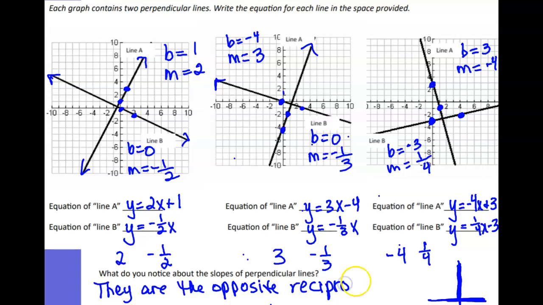And what I mean by a reciprocal, I like to think of it as flipping it. So for 2/3, the reciprocal would be 3/2. 4 would be 4 over 1, you'd flip it and get 1 over 4. So that's how we'd get a reciprocal. And the opposite means if one is positive, the other one is negative. So to get perpendicular lines, you have to have the opposite or the negative reciprocal slopes.